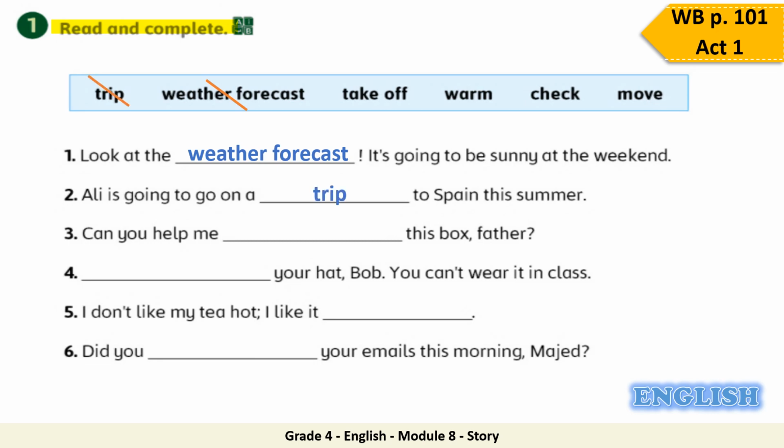Trip. Number 3. Can you help me? This box, Father? Which one? Great job! Move. Number 4. Your hat, Bob. You can't wear it in class. What do you think? Take off. Number 5. I don't like my tea hot. I like it warm. Great job. And the last one here. Did you check your emails this morning, Majid? Check.